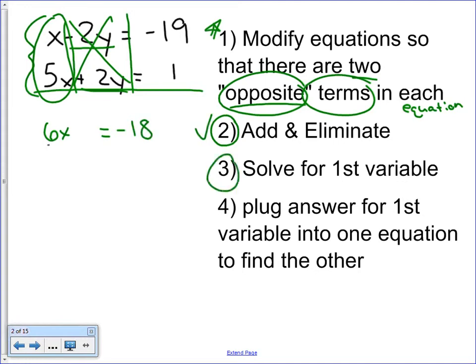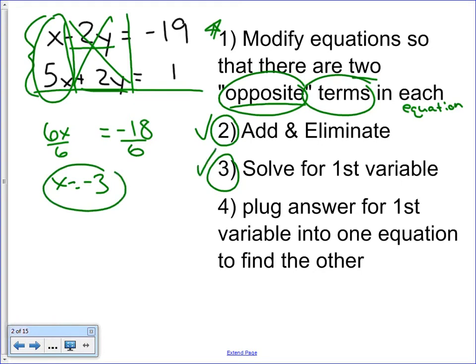Step 3, now solve for the first variable. So 6x equals negative 18. If I divide by 6 on both sides, x is just going to equal negative 3. So we have negative 3 for an x value. So that was step 3.